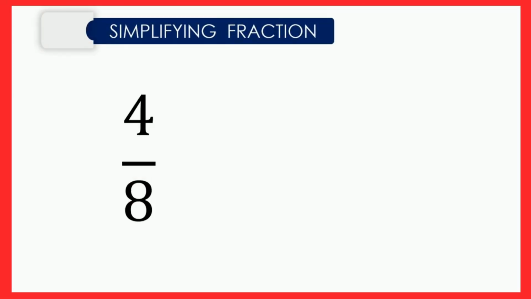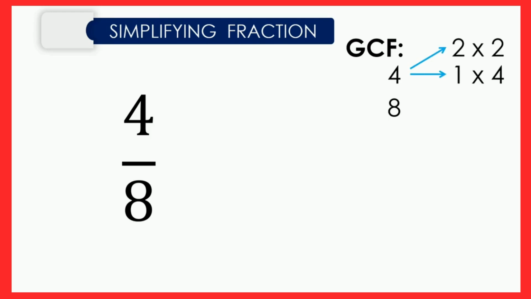Fraction 4 over 8 is not in simplified form. To simplify this fraction, we need to find the GCF, or the greatest common factor of the numerator, which is 4, and the denominator, which is 8. Let's start with 4. The factors of 4 are 2, because 2 times 2 is 4. 1 and 4 are also factors of 4 because 1 times 4 is 4. Now let's have 8. The factors of 8 are 2 and 4 because 2 times 4 is 8. 1 and 8 are also factors because 1 times 8 is equal to 8.